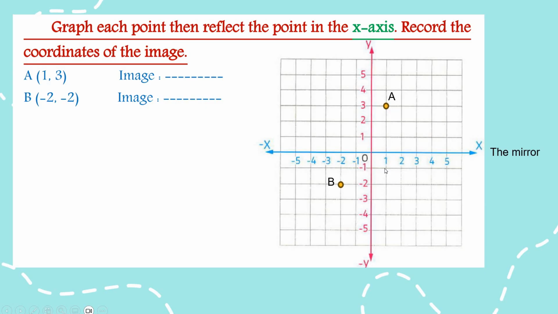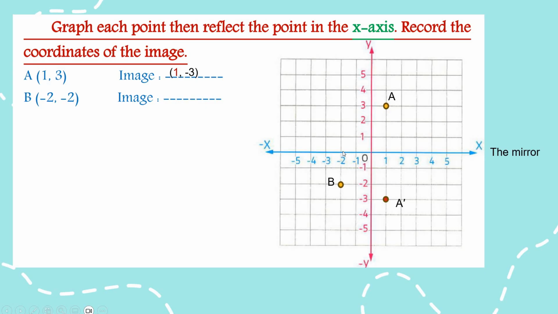How many steps again? 1, 2, 3. So this is the image of A, and I will call it A prime. Once again, A and a small dash on its right is called A prime. So this is the image of A, and A prime is where? (1, -3). As you can see, I will keep the x coordinate the same, but the y coordinate will be the opposite. What about B? Without looking at the coordinates, it will be (-2, -2). Super.